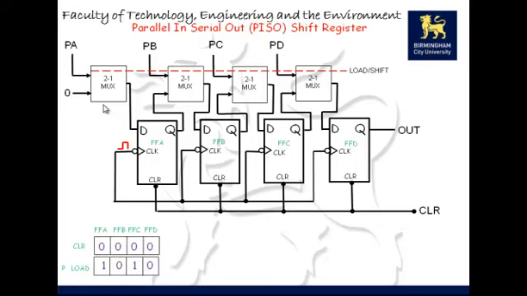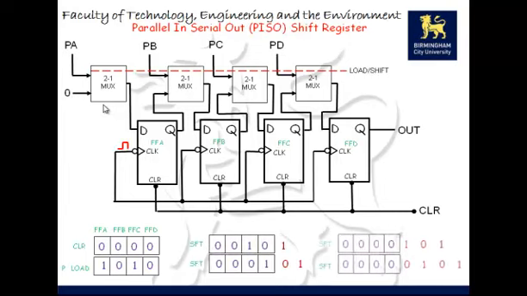So once parallel data is loaded, then just shift it along, in this case shifting to the right. And what happens, first we can clear it, which makes it 0, 0, 0. Parallel load the data. For example, I've done 1, 0, 1, 0 for flip-flop A, flip-flop B, flip-flop C, flip-flop D. So we've got 1, 0, 1, 0 loaded into flip-flops. Once that occurs, simply shift it.